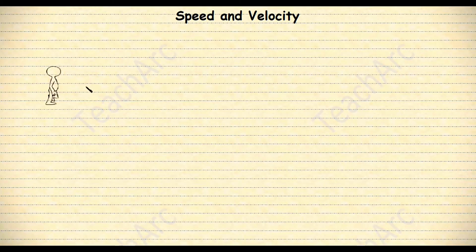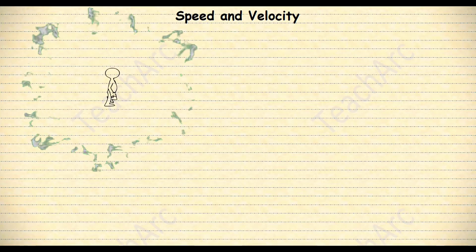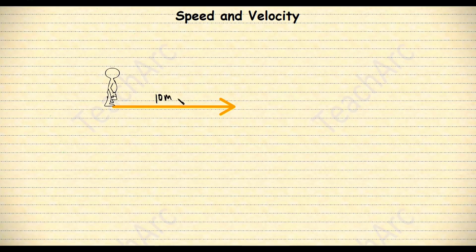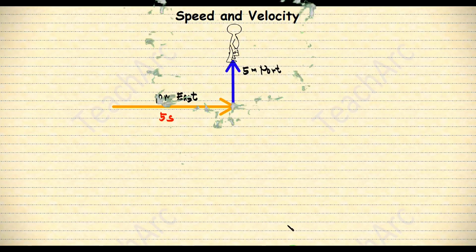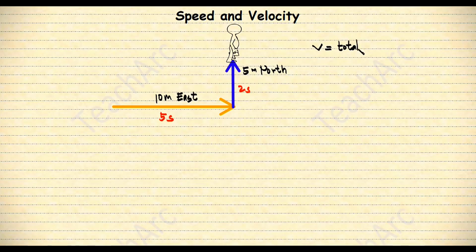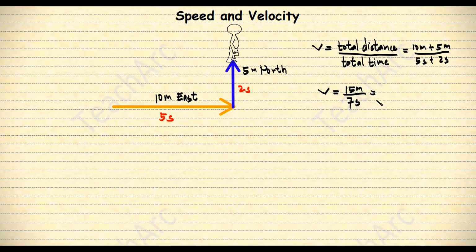Now, what if the motion is like this? The boy traveled 10 meters east for 5 seconds and climbed 5 meters north for 2 seconds. What will be the speed and the velocity? The total distance will be 10 meters plus 5 meters, and the total time will be 5 seconds plus 2 seconds. So, the average speed will be 2.14 meters per second. How about the velocity? What will be the displacement?